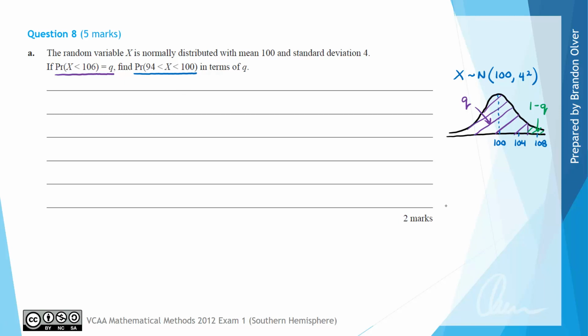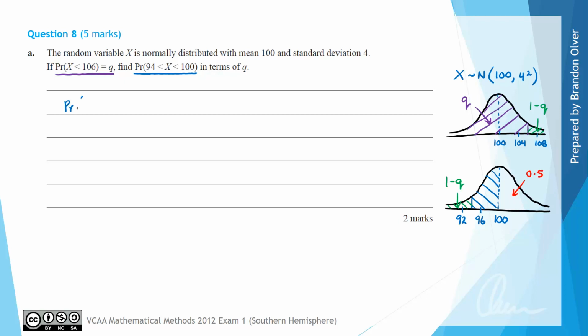Next we need to actually find the probability that x is between 94 and 100 in terms of q. So we're going to draw a second bell-shaped distribution directly underneath, and this is still x with a mean of 100 and a standard deviation of 4, so this will be 96 and this will be 92. And we are asked for the probability of x between 94, which is here, and 100, so that's this region just here. And by symmetry of the graph, we know that this green shaded area here is equal to 1 minus q. And we also know that half the probability lies above the mean, so this is 0.5.